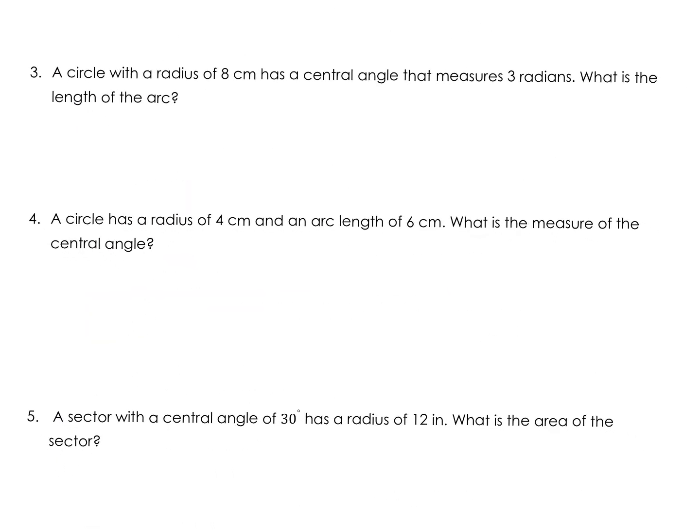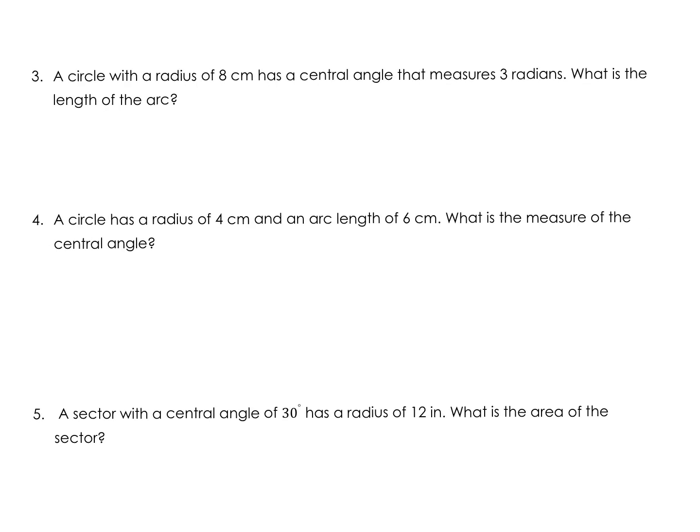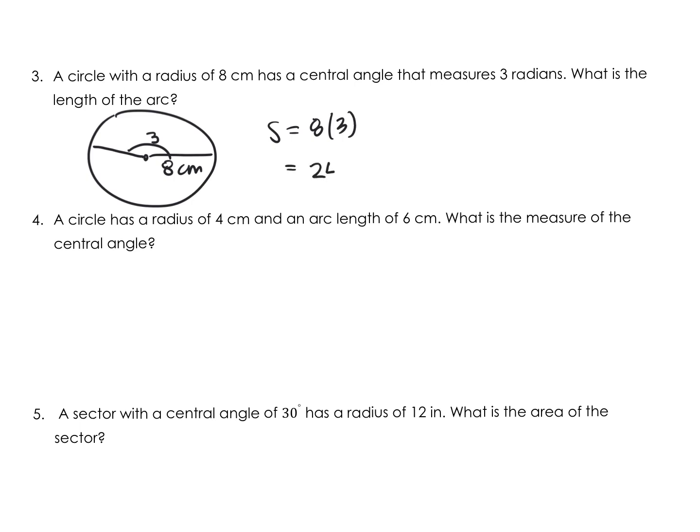One more example, sorry. A circle with a radius of 8 centimeters has a central angle that measures 3 radians. What is the length of the arc? Since it's 3 radians, I don't have to do any converting here. I just do 8 times 3, and I get 24 centimeters. This time I have units for my radius, so I'm going to have units for my answer.